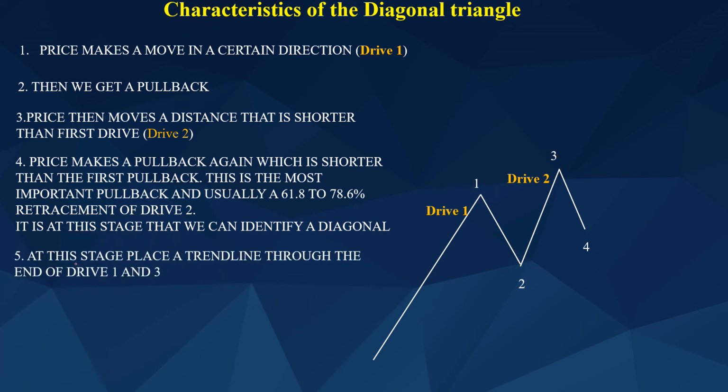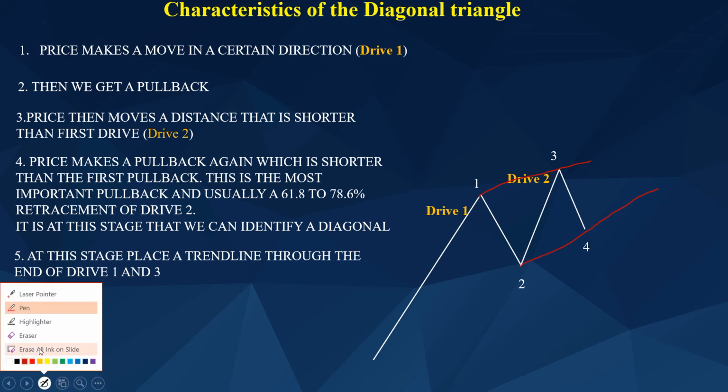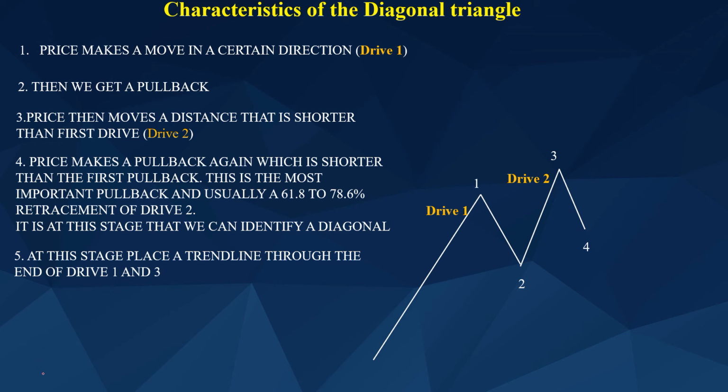Okay. So at this stage, place a trend line through the end of drive 1 and 3. So we have drive 1 and 3. You place a trend line here, and then a trend line through what? Wave 2 and 4, like this. And you are going to get a shape. So here we have the shape.